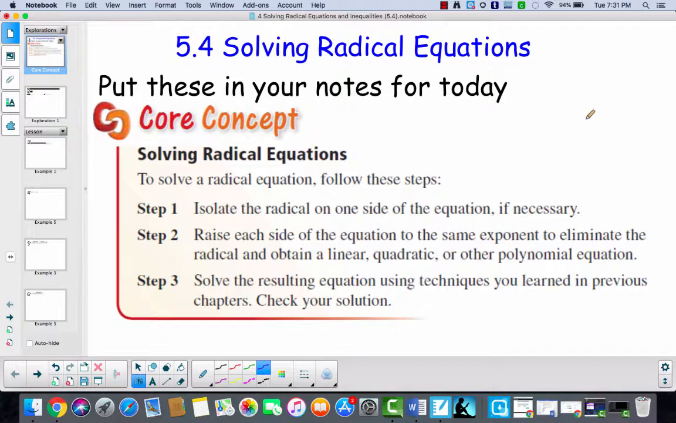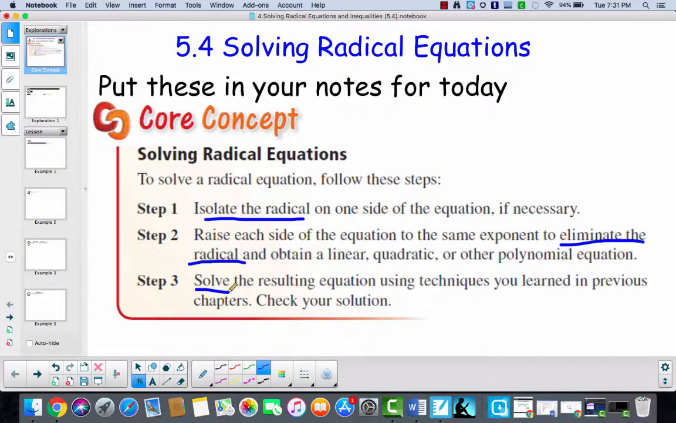The first thing that we're going to do is isolate, which means to get the radical by itself. Then we're going to think about whatever radical we've got, and we're going to undo it by doing its inverse. So if it's a square root, we're going to square things. If it's a cube root, we're going to cube things. And so that's what this is saying: raise each side of the equation to the same exponent to eliminate the radical. So that's our goal here, to eliminate the radical. And then finally, we're going to solve just like we've solved in the past.